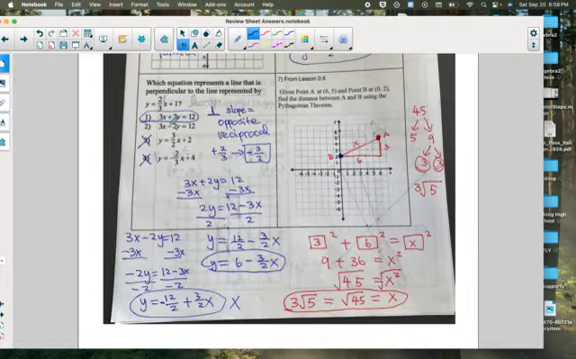Why is the second one not the answer? If you work it out and isolate the y and put this into y equals format, you're going to get the slope as 3 over 2. That's not the one that we're looking for. Remember, it's negative reciprocal. So choice number 1 is our answer, okay?